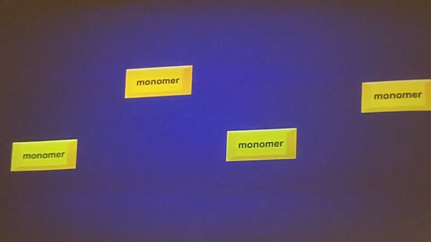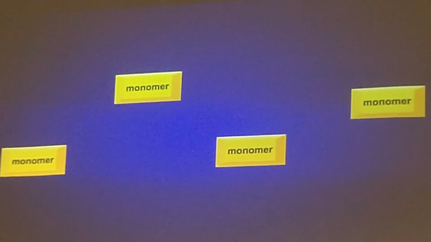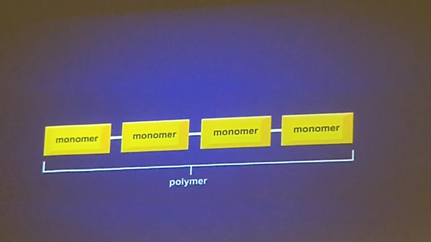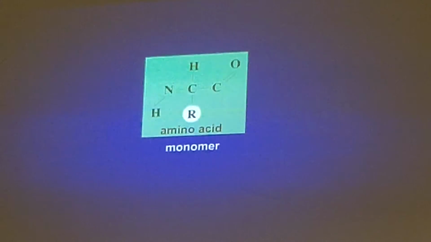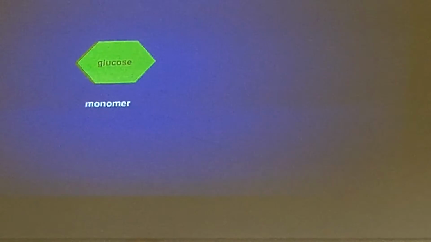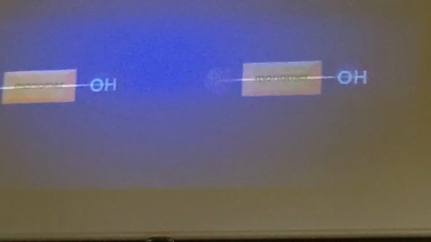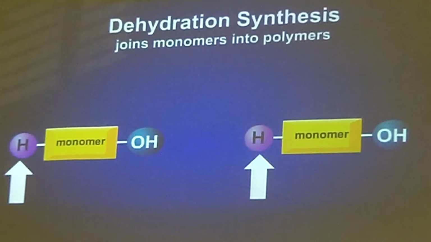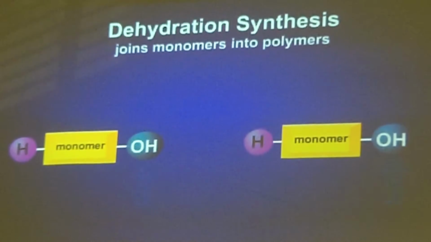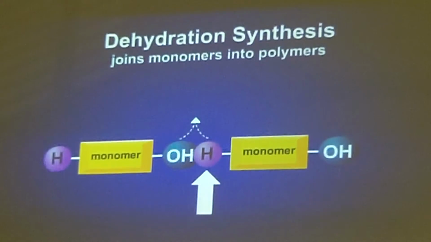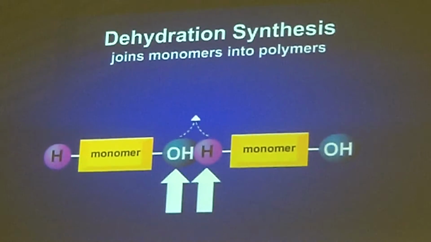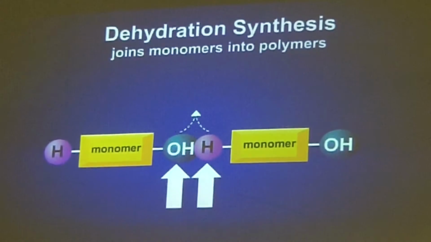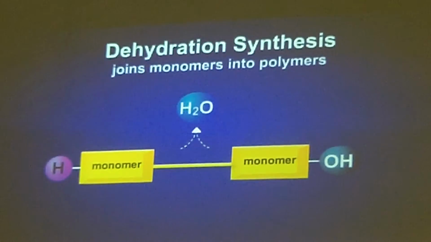Many important biological molecules are made of repeating subunits, called monomers. When many monomers join, the result is a polymer. For example, amino acid monomers join to form a protein polymer, and glucose monomers combine to form a complex carbohydrate polymer. Biological polymers form by dehydration synthesis reactions. As you can see here, each of the monomers in this reaction has a hydrogen, or H, and a hydroxyl, or OH group. In the course of the reaction, the hydrogen is removed from one monomer and the hydroxyl group from the other. The hydrogen and hydroxyl group combine to form water, and a bond links the two monomers.